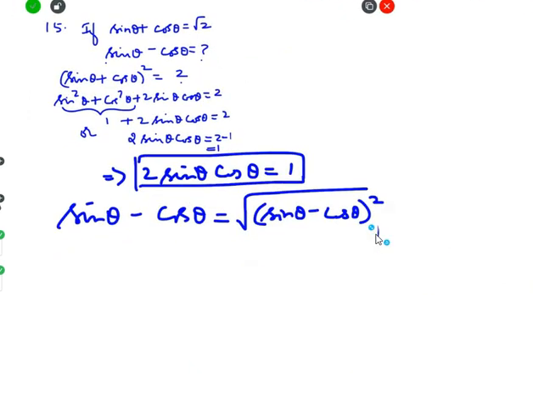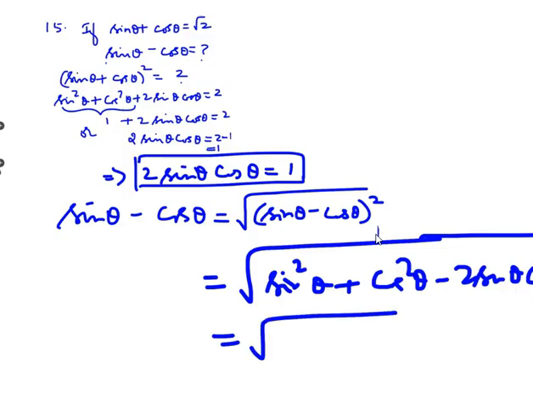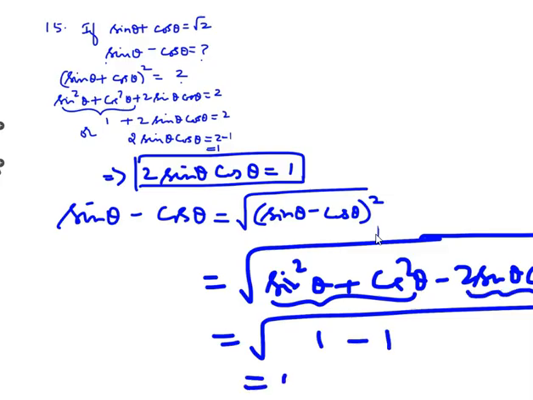Is it 0, sir? 0 was the answer. I don't know. We need to check that. Could be. Yeah. Sin square theta plus cos square theta minus 2 sin theta cos theta is now 1 minus 2 sin theta cos theta. We found it to be 1. And yes, she's right. Sin theta minus cos theta is 0.